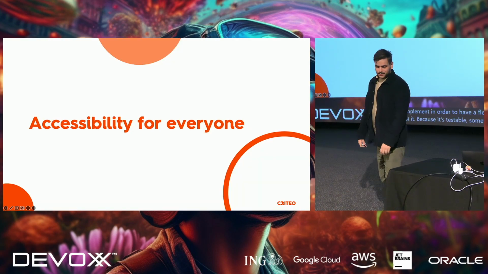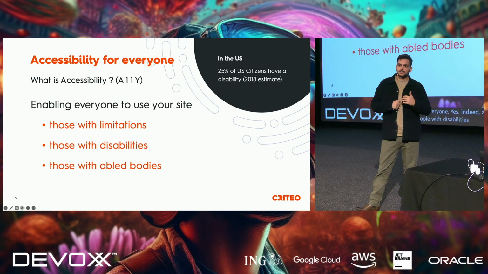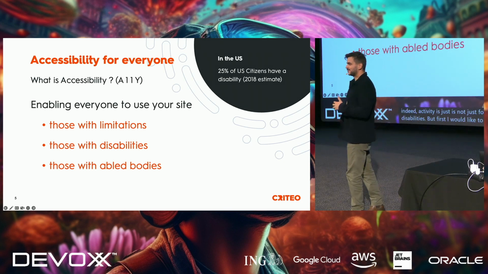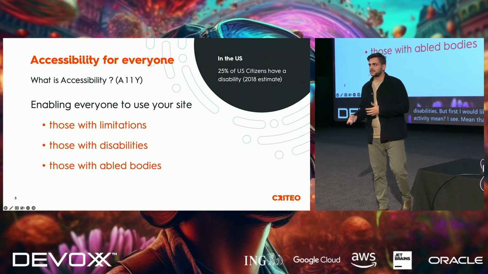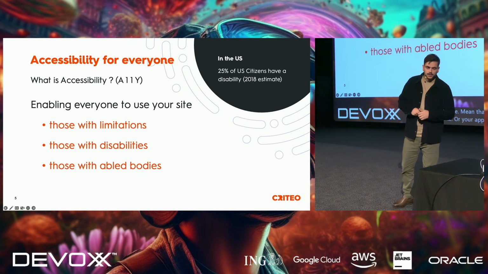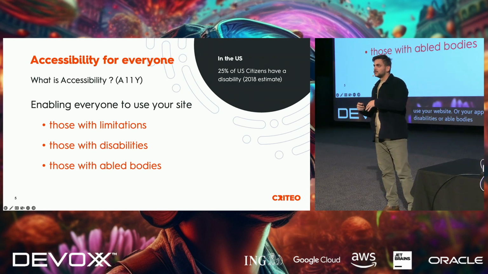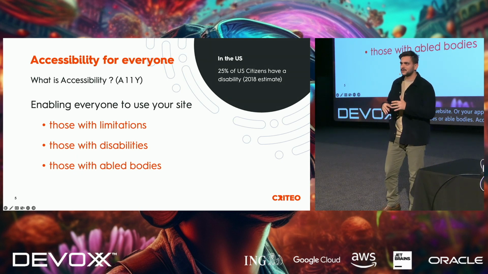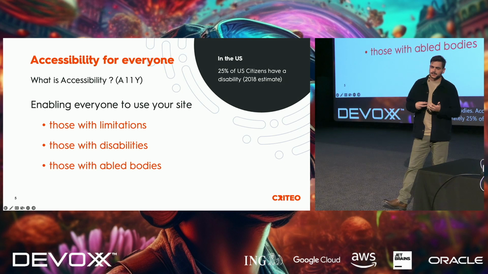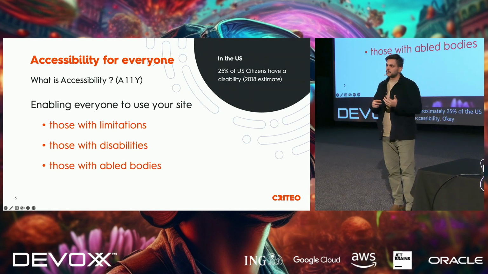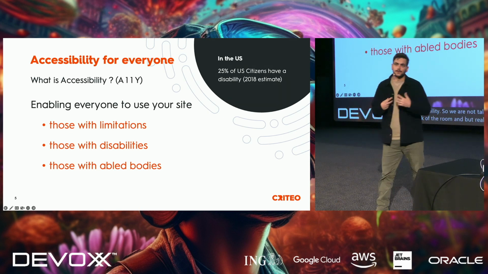Accessibility for everyone. Yes, indeed, accessibility is not just for some people with disabilities. But first, I would like to remind you what accessibility means. Accessibility means that we should enable everyone to use your website or your application: those with limitations, disabilities, or able bodies. According to a 2018 estimate, approximately 25% of US citizens are disabled or need accessibility. So we are not talking about a few people in the back of the row, but really a major part of web users.